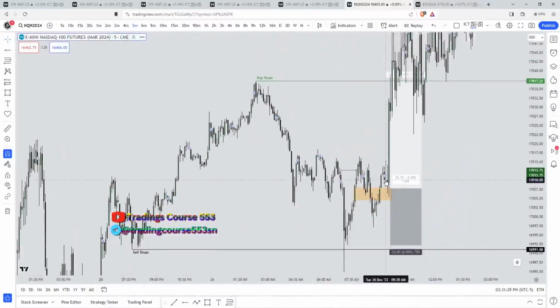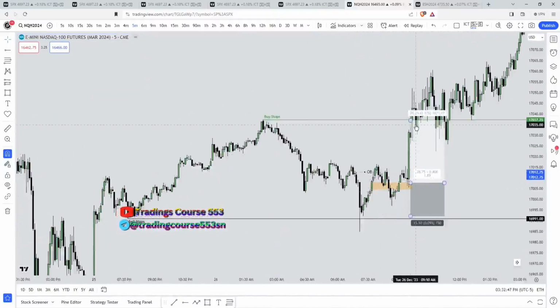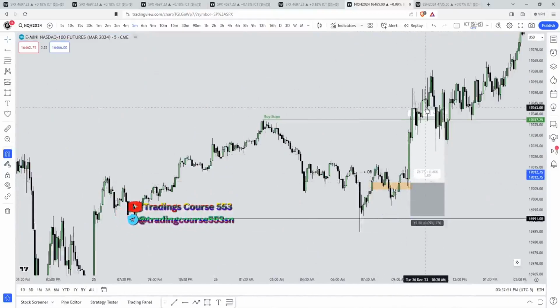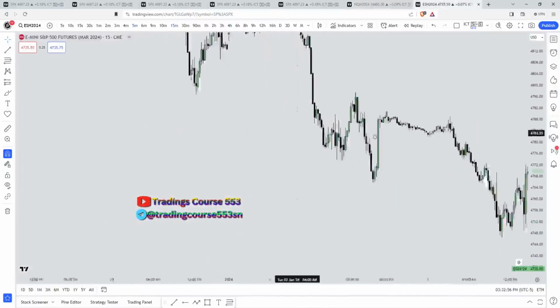After you enter, we're targeting the buy side liquidity above. This was a bullish change in the state of delivery. You can see price respected that bullish fair value gap and then traded to the high. So that's going to be it for the bullish changes in the state of delivery. Let's move on to some bearish examples.